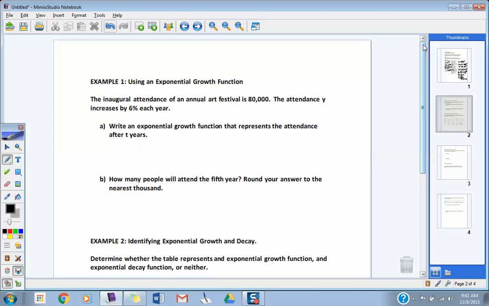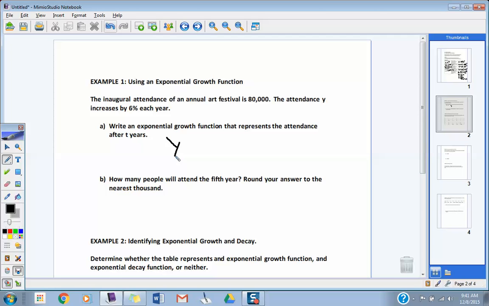Okay, the word inaugural means the following. In 2010, the Twins opened up Target Field for their first season. They called that their inaugural season, so like the first season in Twins baseball at Target Field. So inaugural means the very first time it ever happened. So as an example right here, guys, what was the starting attendance to begin with? What was the first attendance ever at this art festival? 80,000 is like the starting value. And this is increasing by what percent, guys? 6% each year.